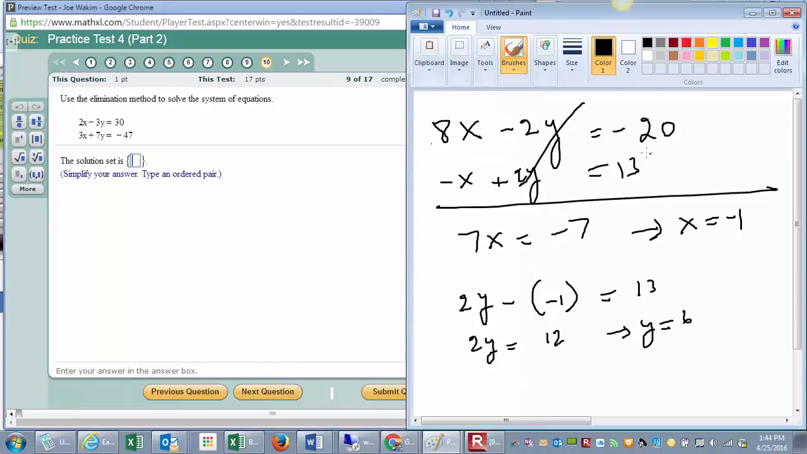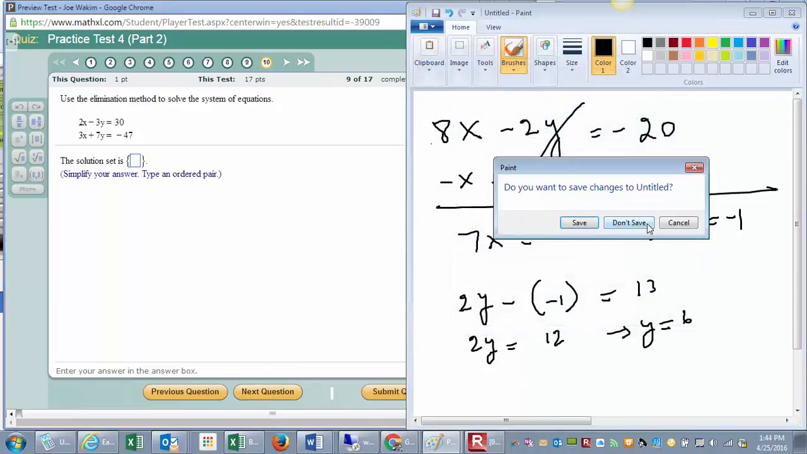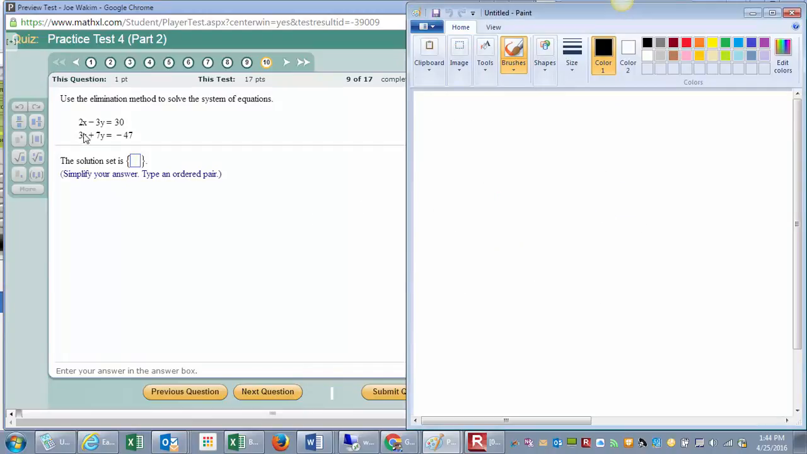Again, we have to solve a system. We have here 2x, and let's multiply this by 3, this by 2. So 3 times 2, 6x. 3 times negative 3, negative 9y. 3 times 30, 90. Second one, multiply by 2 or negative 2 if you want. Negative 6x. Negative 14y. And 47 times negative 2 would be plus 14 and 9.